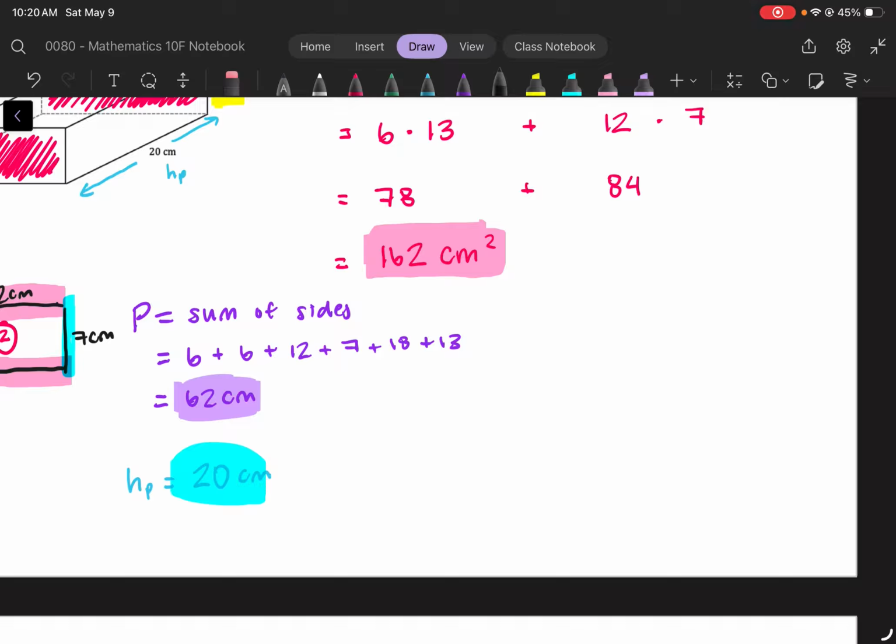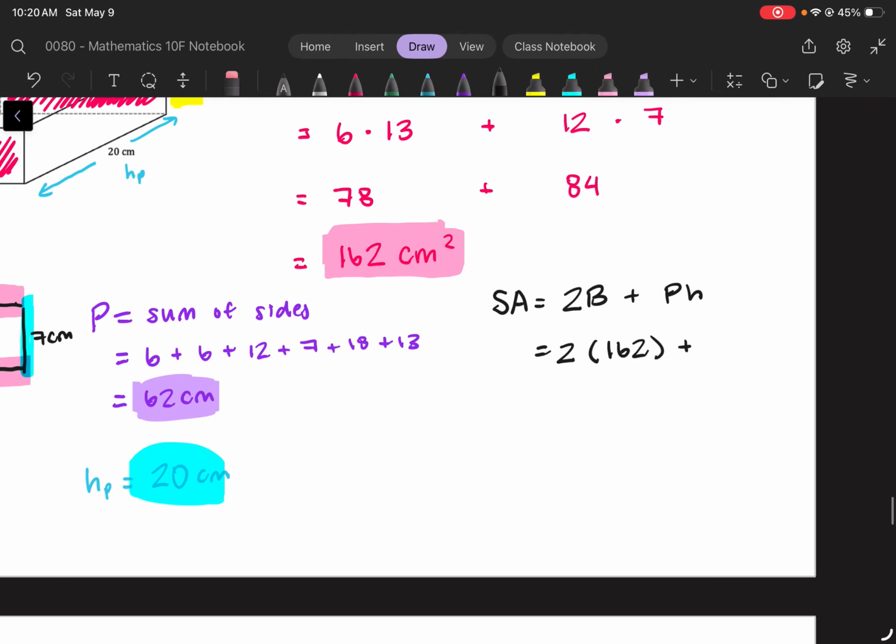So I like to have that explicitly stated elsewhere. And then I have my surface area formula. My surface area of any prism is calculated by 2B plus PH, and I am simply plugging in those numbers. So for B, I got 162. For P, I got 62. And for H, I got 20.